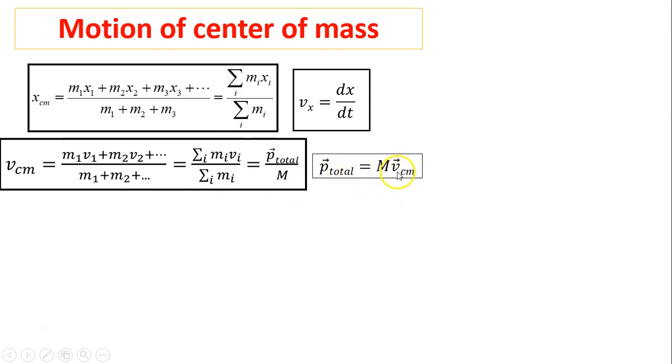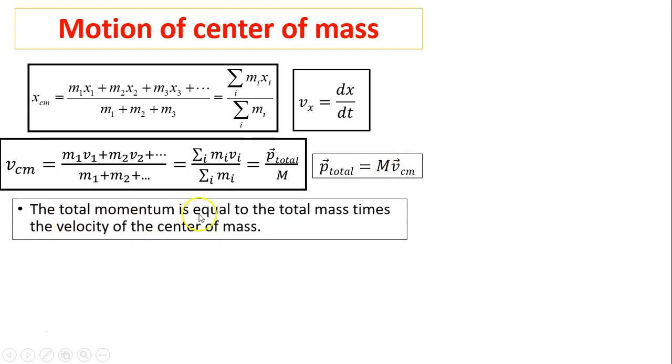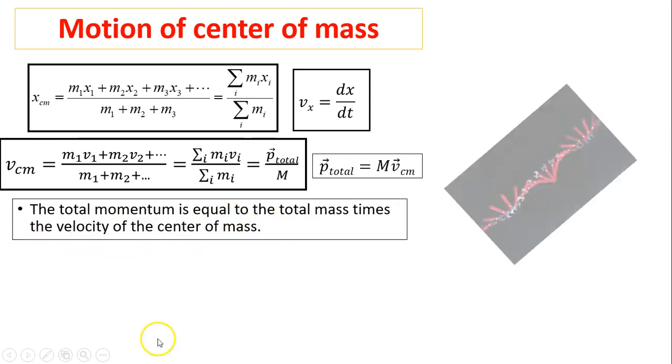Where is the particle located? At the center of mass. We can use that velocity to find total momentum. We can use that acceleration to find the net force. So total momentum is equal to the total mass times the velocity of the center of mass.